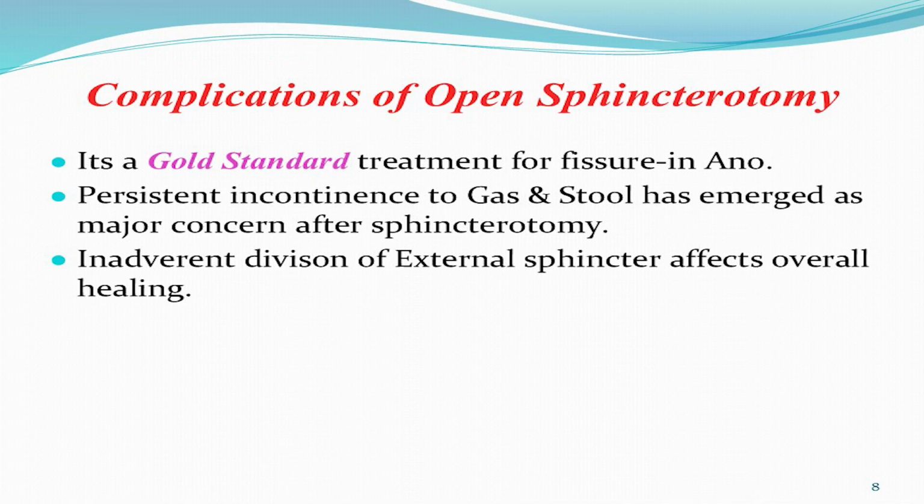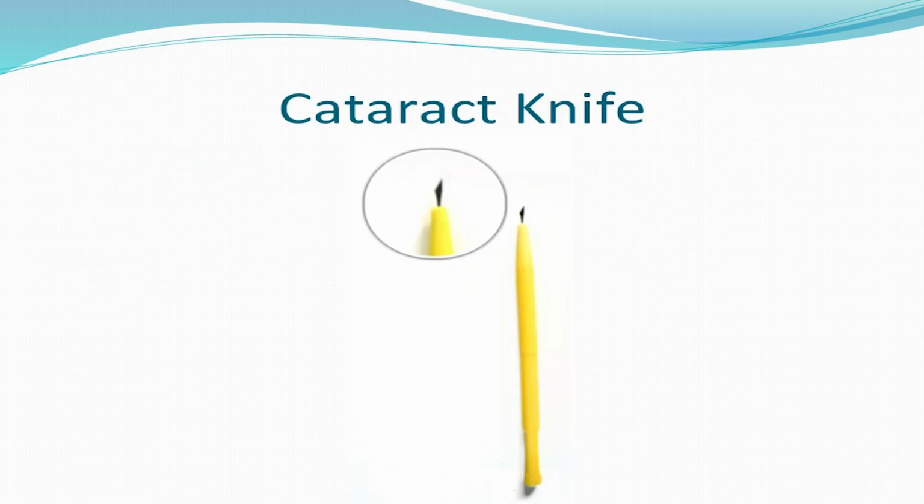The complications of open sphincterotomy: although it's the gold standard treatment, persistent incontinence for gas or stool has emerged as a major concern, and inadvertent division of the internal sphincter affects the overall healing. Now this is a closed sphincterotomy. This is done with the cataract knife.